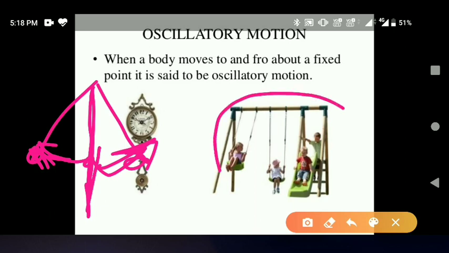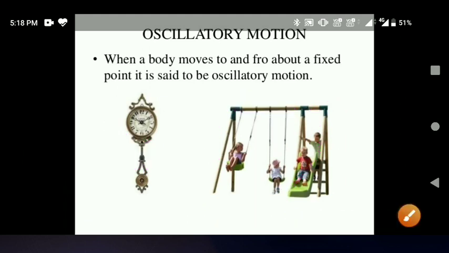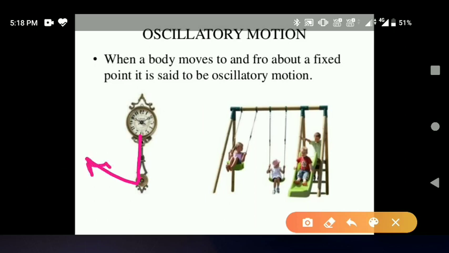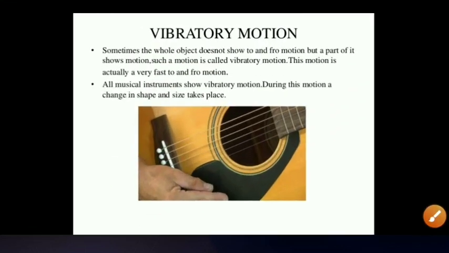Here we can also see an example of oscillatory motion. This is the mean position and the body moves to and fro or back and forth. So these are examples of oscillatory motion. This pendulum goes once this side and then this side, and this is the mean position. So finally we can say when a body moves to and fro about its fixed point, it is said to be oscillatory motion.